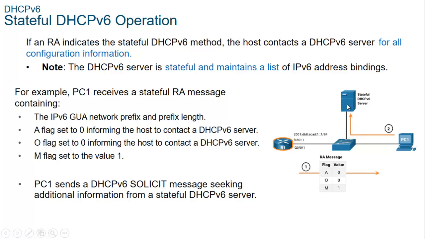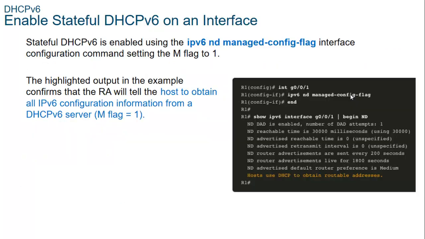To enable stateful DHCPv6 on an interface, you use the command ipv6 nd managed-config-flag. This would set the M flag to 1. And if you check within the interface, you would see it says host use DHCP to obtain routable address.